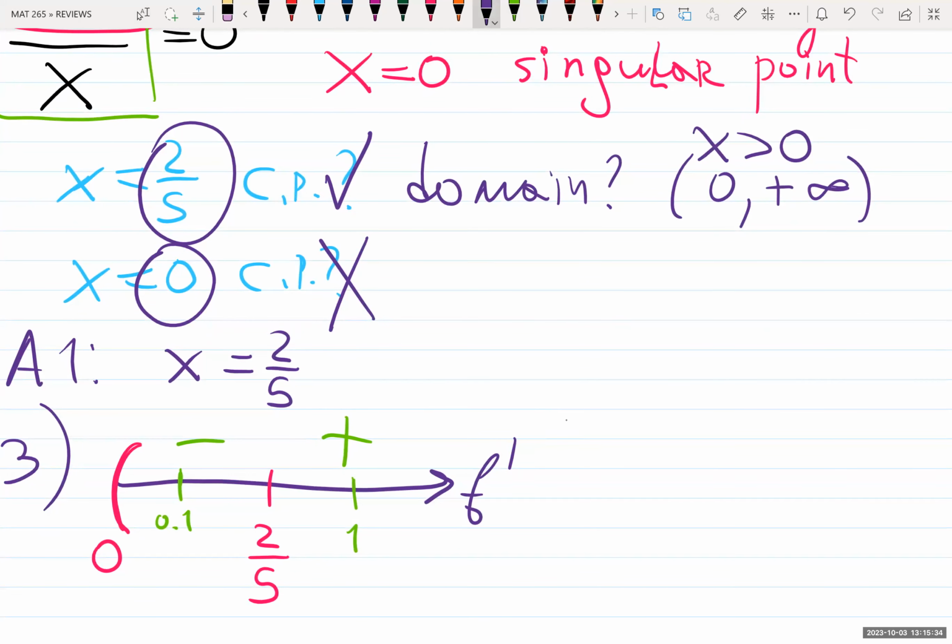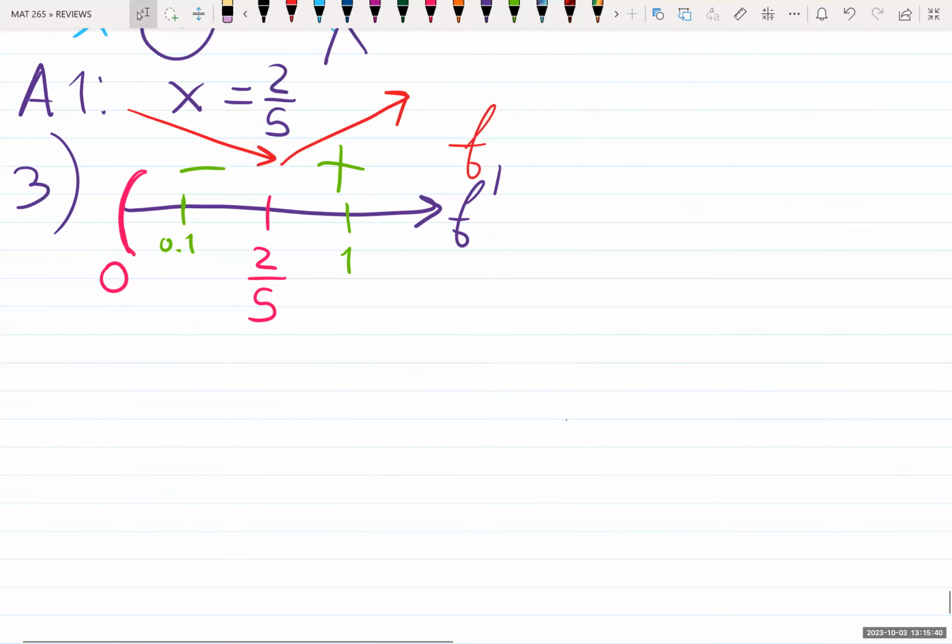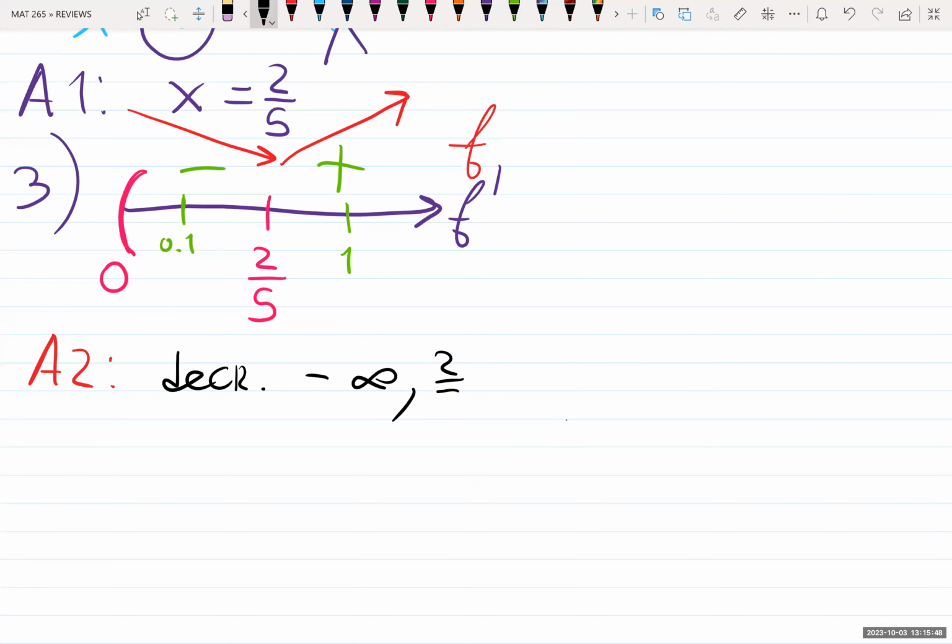The original function then is decreasing and then increasing. And you can write down the answer. Answer 2, decreasing on the interval minus infinity, find the mistake, to 2/5, increasing to 5 to plus infinity. That is not correct. That's going to be a trick. Oh yeah, but be careful with that.